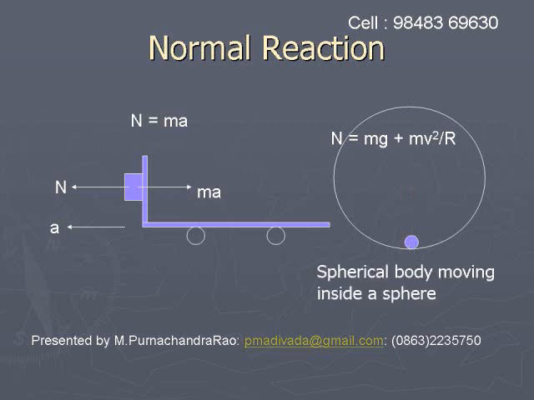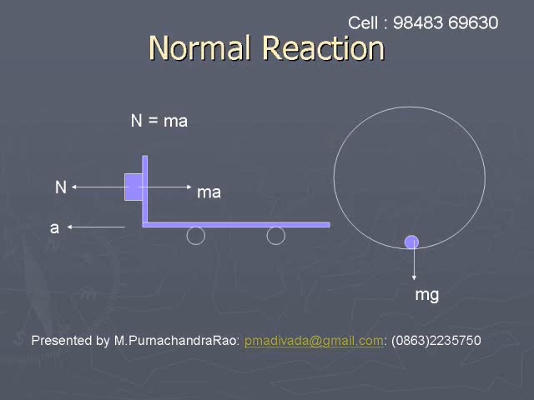Consider a small spherical body rolling along the inner surface of a sphere. If its mass is small m, when it is at the bottommost point, if its velocity is v, its weight mg acts in the downward direction, and mv square by r centrifugal force also acts in the downward direction. These two together produce normal reaction. So the normal reaction will be in the upward direction and it will be equal to mg plus mv square by r. Like this we have to compute normal reaction.